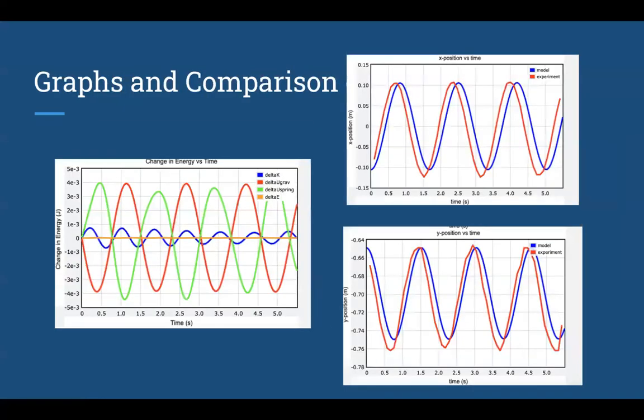And then here are my graphs that I got. You can see the change in potential energy of the spring in green, the gravitational potential energy in red, the change in kinetic energy in blue, and then the total energy in orange here. Then you can see the difference in the X and Y positions versus time of the model in blue and the experiment in red. There are some slight differences that I will go into later.